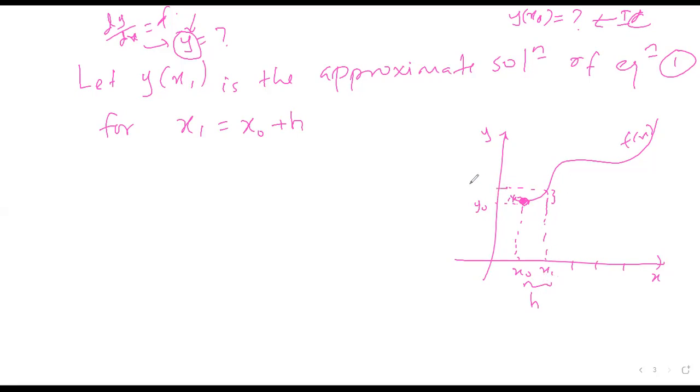So to find this y1, that can be seen from y of x naught. This will be y of x naught, and this will be my y of x1. For this one, we are going to use the single step method, which has been derived from the Taylor series expansion. That is our purpose. Let y of x1 be the approximate solution of equation 1 at this point.